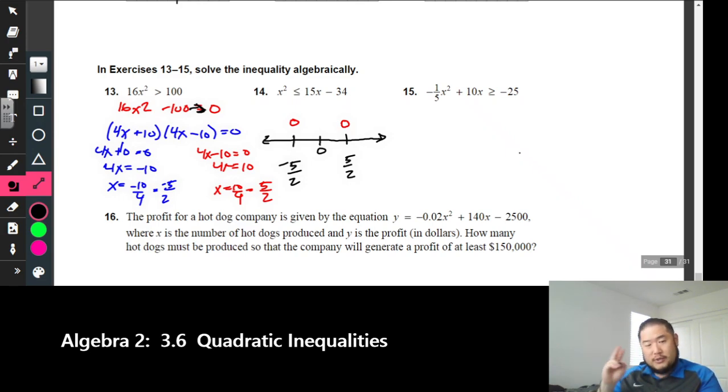Let's choose a number that's greater than 5 halves. For example, well, we know 5 halves is equal to 2.5. So let's plug in 3. If I plug in 3 into the equation, you got 3 squared is 9.